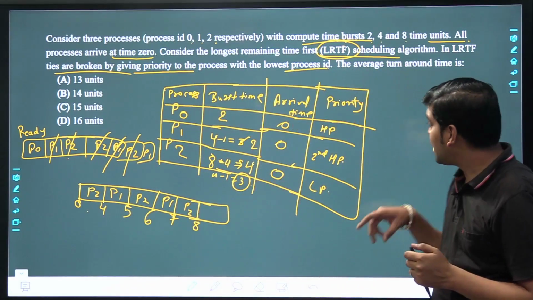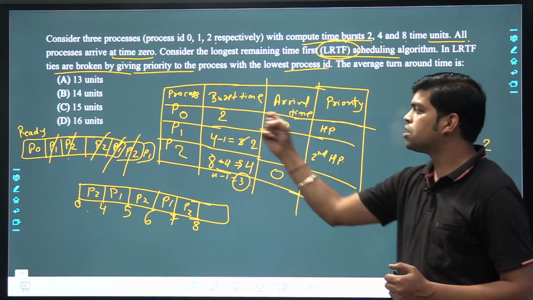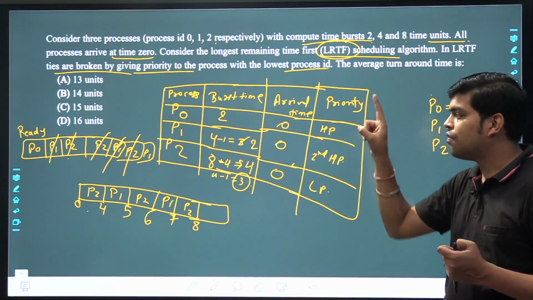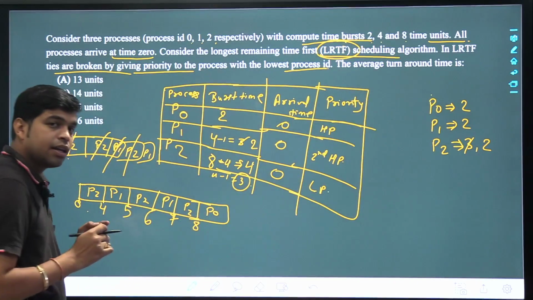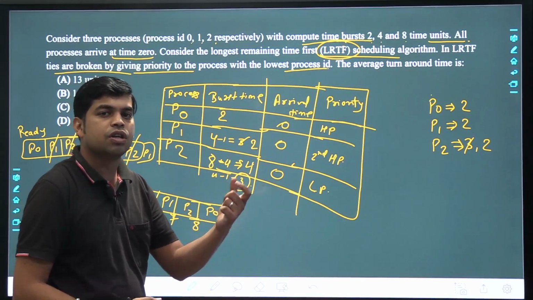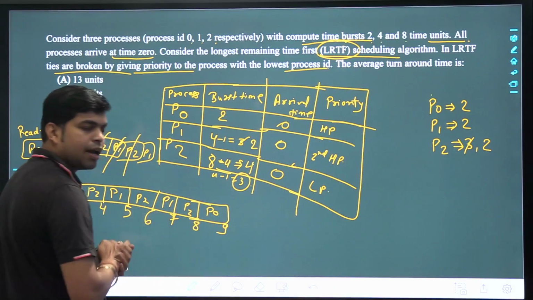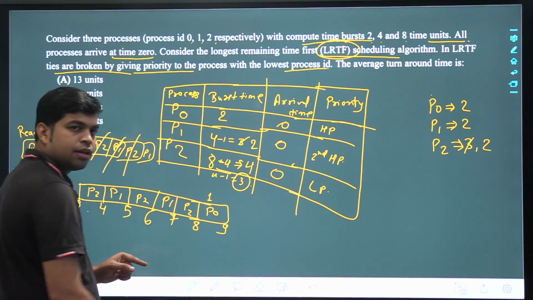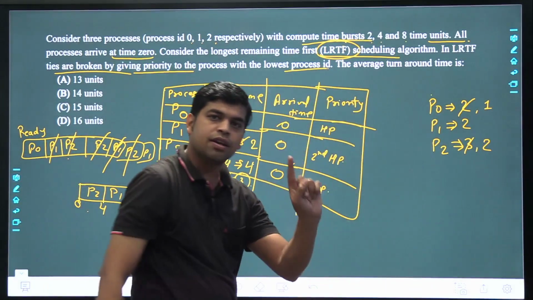So now when ties occur, we need to check priority. The highest priority process is the one whose ID is less. So P0 is the highest priority, and we need to execute P0 first. Now, does P0 execute completely or only for some amount of time? Definitely, after executing 1 unit of time, the remaining burst of P0 is 1, because it was 2.